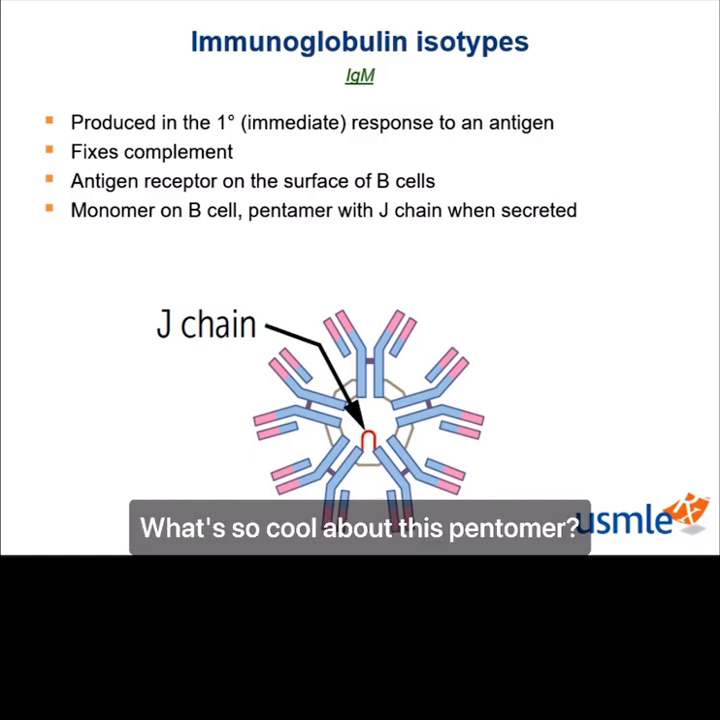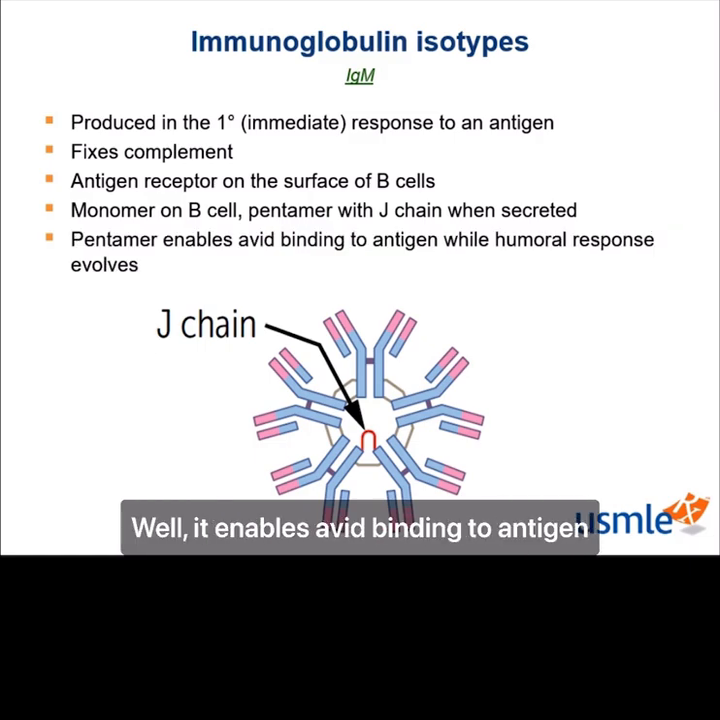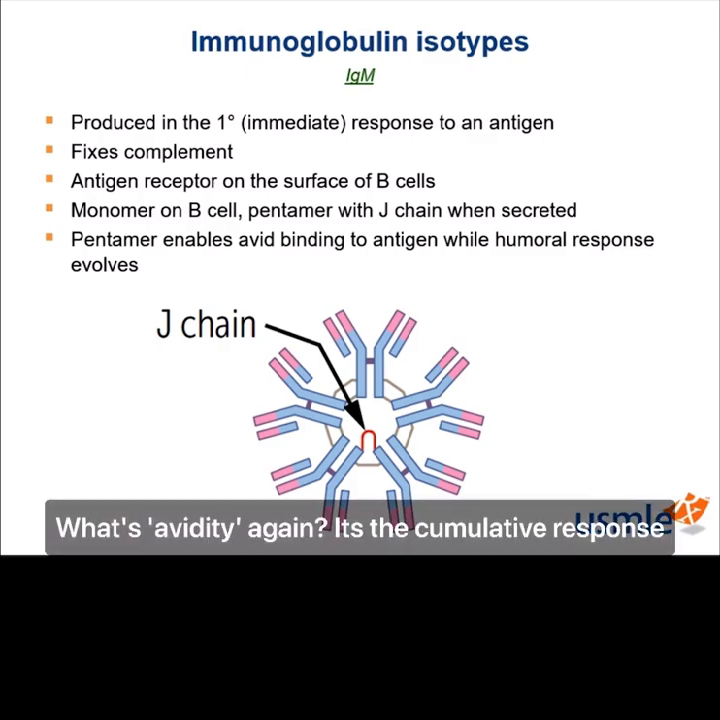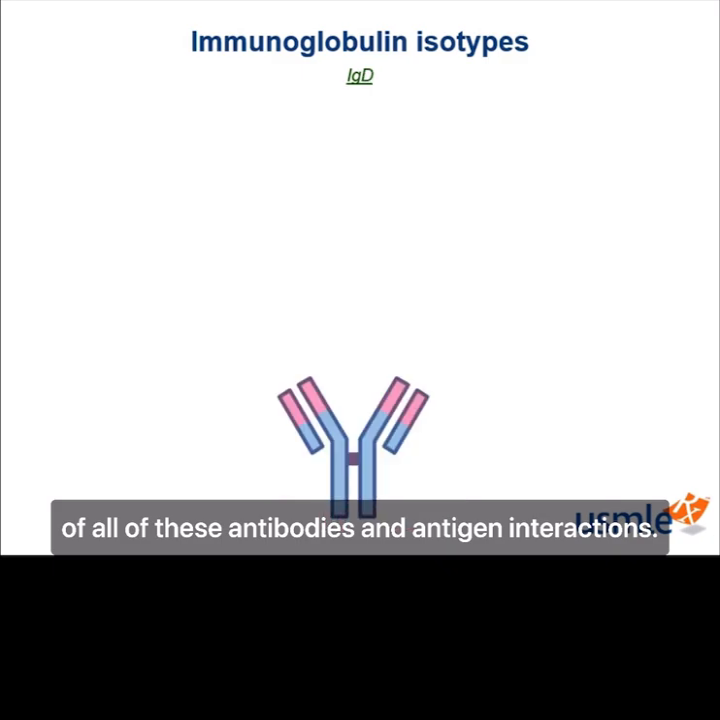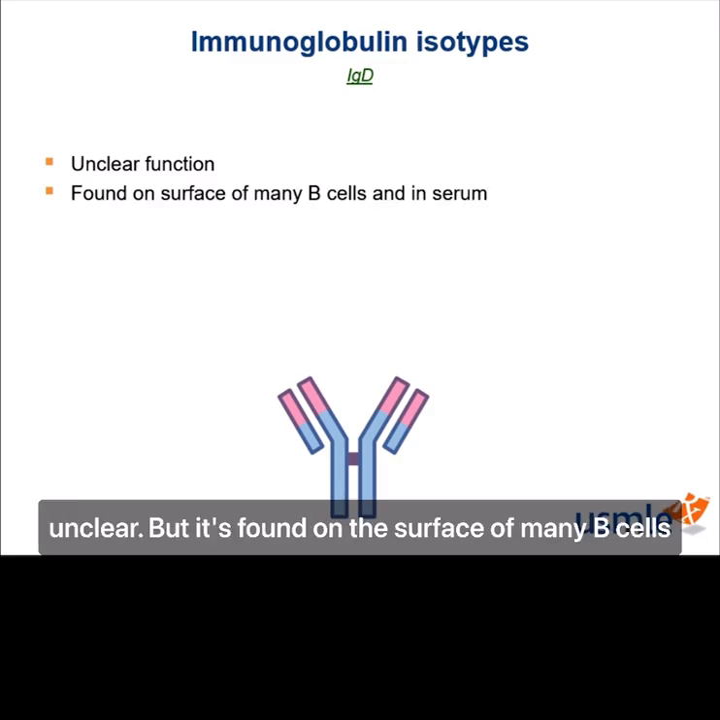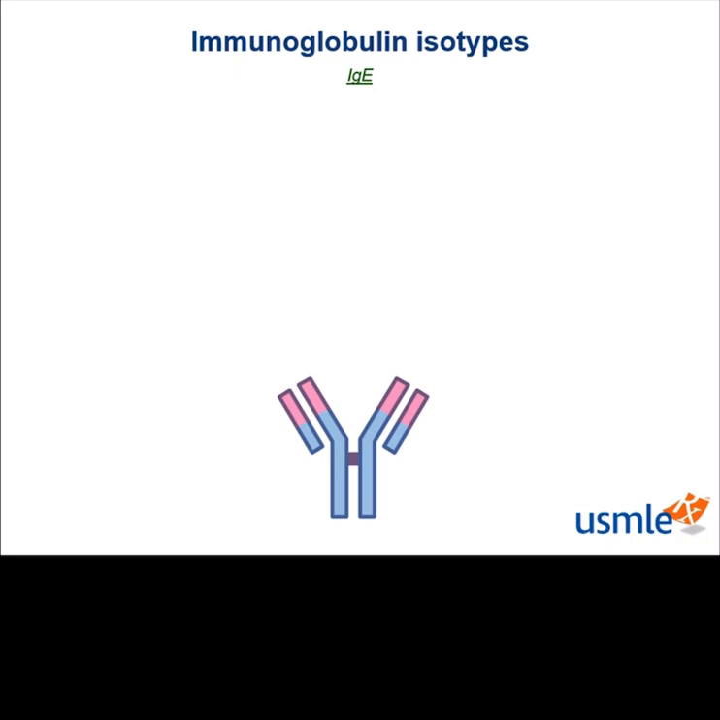What's so cool about this pentamer? Well, it enables avid binding to antigen while humoral response evolves. What's avidity again? It's the cumulative response of all of these antibody and antigen interactions. Next, we have IgD. And honestly, its function is still unclear, but it's found on the surface of many B cells and in the serum.